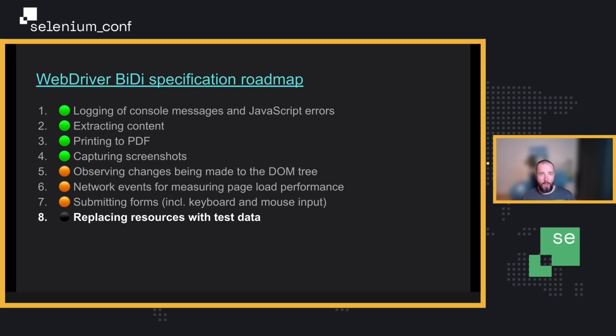So why can it be needed? For example, if you want to test the front end without the backend, you can simply intercept all the requests sent from the front end and emulate the backend responses. So it would allow you to test the front end separately.